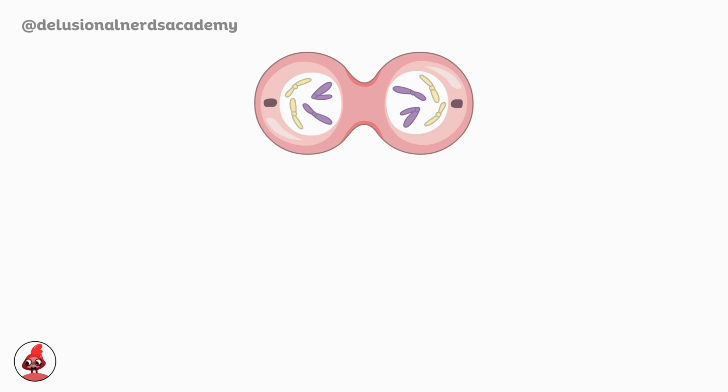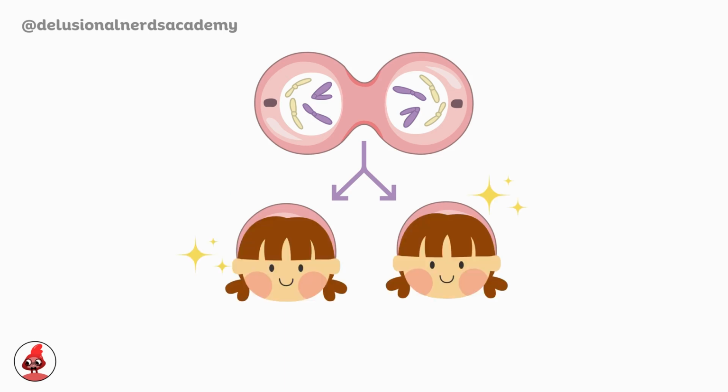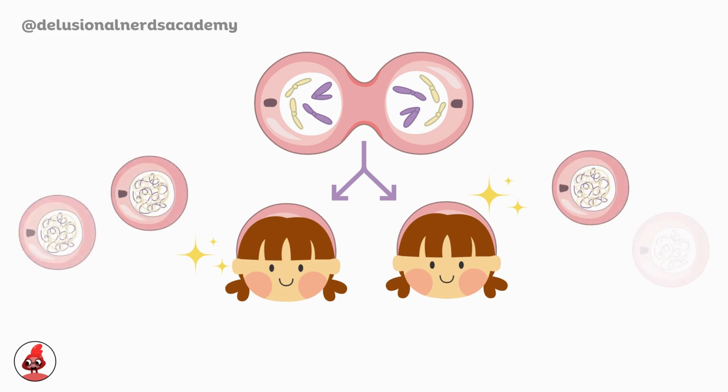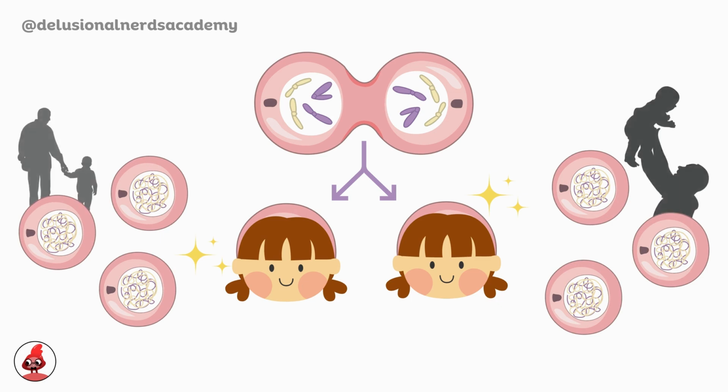The cell membrane starts pinching in and the cell divides into two separate parts. We now have two identical daughter cells, ready to take on the world. It's a magical moment of cell replication, bringing us more of those amazing building blocks that keep our bodies running smoothly.